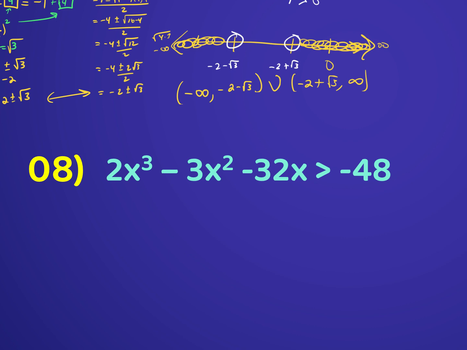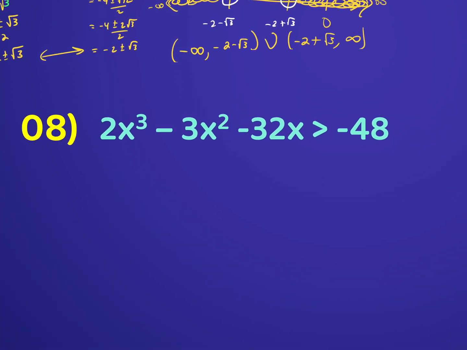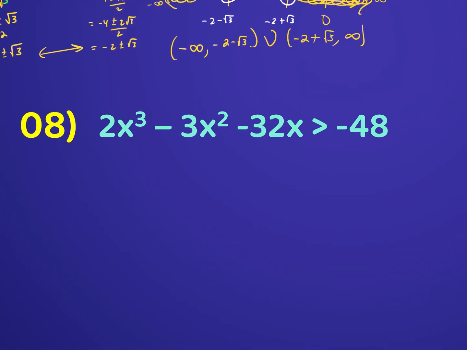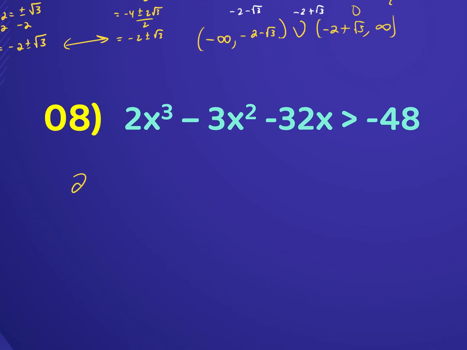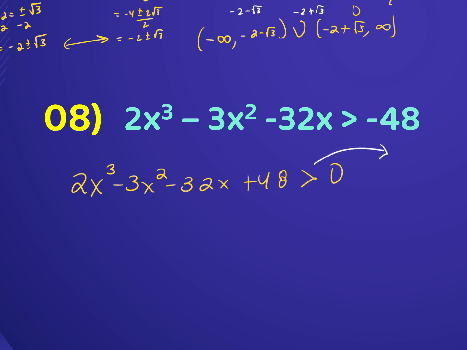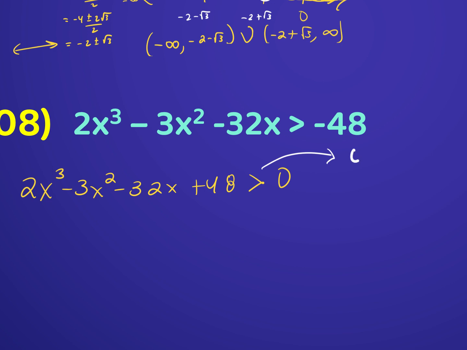One more. You guys already know how to do this too. What's the first thing we need to do if we have an inequality? Well, everything needs to be where? To one side, to the left. So I'm going to say 2x cubed minus 3x squared minus 32x plus 48 is greater than 0. Agreed? Okay, so let's talk about our dots and where we're going to color and all that good stuff. What does that sign say?